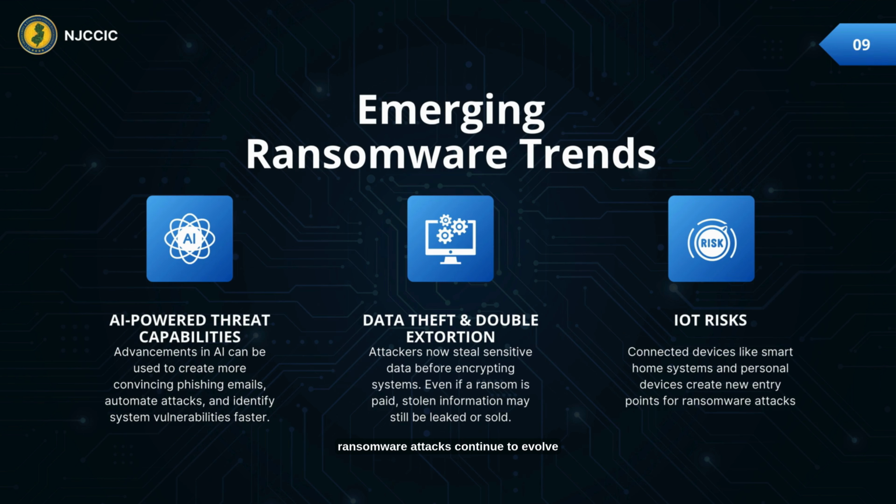Ransomware attacks continue to evolve. One growing trend is double extortion, where attackers steal sensitive data before encrypting systems. Even if the ransom is paid, attackers may still threaten to leak the stolen information. Another emerging risk comes from Internet of Things devices, such as smart home systems and connected devices, which can introduce new vulnerabilities. Attackers are also beginning to use artificial intelligence to automate attacks, generate more convincing phishing messages, and identify system weaknesses faster.